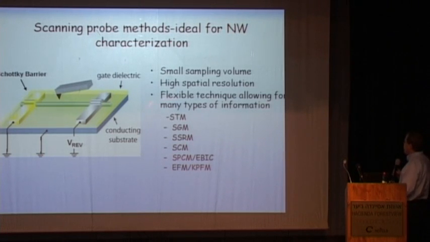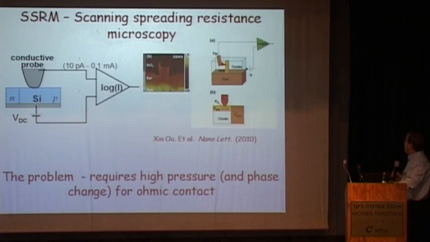So STM, you all know, scanning gate microscopy, scanning spreading resistance, measuring resistance, measuring capacitance. And the technique that I'm going to use is Kelvin probe force microscopy. But before I go into this technique, I'll explain why these techniques fail. They work in bulk semiconductors, but they cannot work in nanowires.